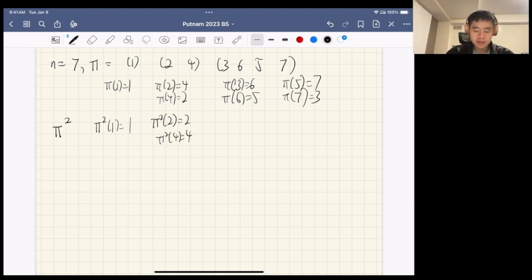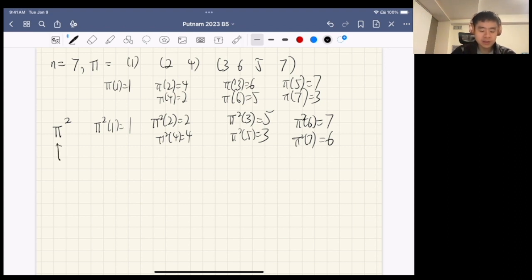And then here you basically get pi square of 3 equals, you jump 2 steps, equals 5, and then pi square of 5 equals 3 because it goes 2 steps, and then similarly 6 and 7 also go from one to the other. So the thing is that you can always show that this is also another permutation. And now the orbit basically becomes 1, 2, and 4. It just split up into 2, and then 3 and 5, and then 6 and 7. Okay.